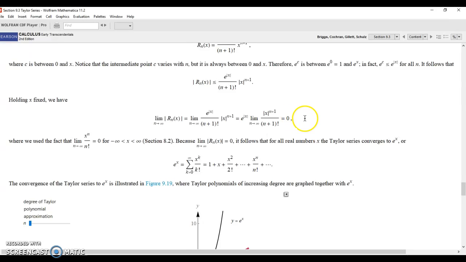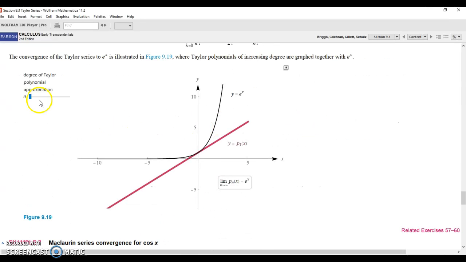So these things actually converge. And they have a neat little illustration here, where as you increase the degree of the Taylor polynomial, we're up to Taylor polynomial degree 50. It's pretty much a perfect fit as far as we can tell on here for e to the x. It's not, but it looks like it on here.